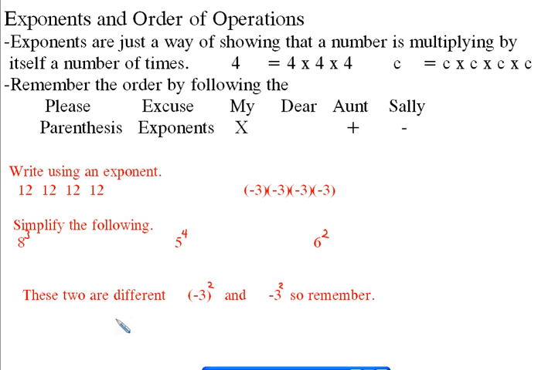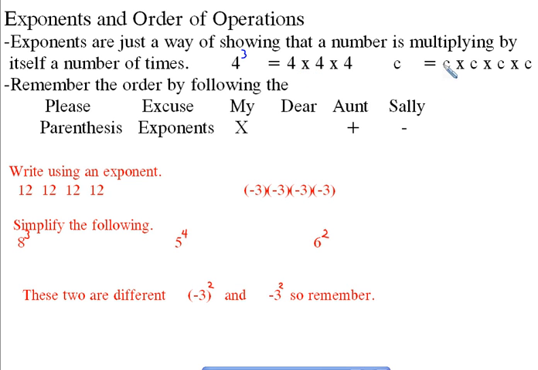Exponents and order of operations. Exponents are just a way of showing that a number is multiplying by itself a number of times. So if you look here, this is 4 to the third power because it's 4 times 4 times 4. So there's just 3 sets of 4 that are multiplied by each other.